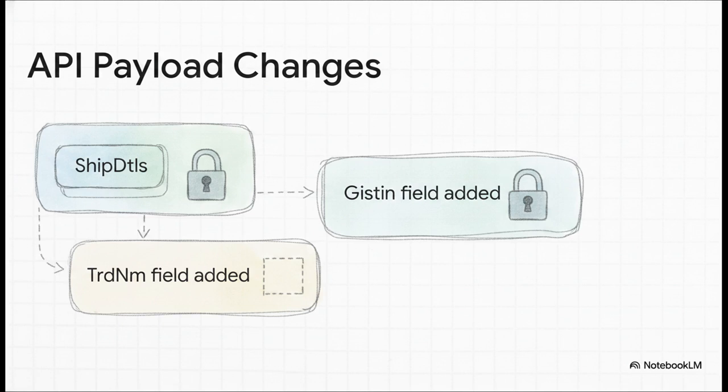On top of that, if you're generating an e-way bill using an IRN that's already been generated, you're going to see a brand new, strictly mandatory GSTIN field under Export Ship Details. They've also thrown in an optional trade name field, but really it's that mandatory GSTIN requirement that needs your immediate attention.